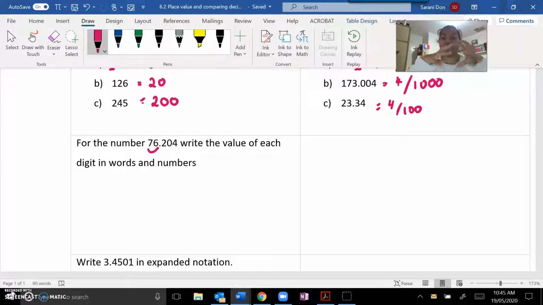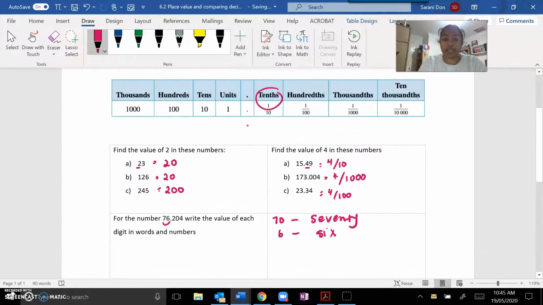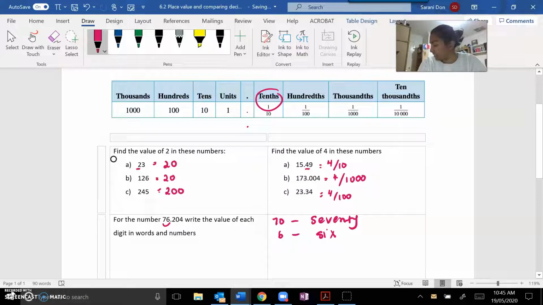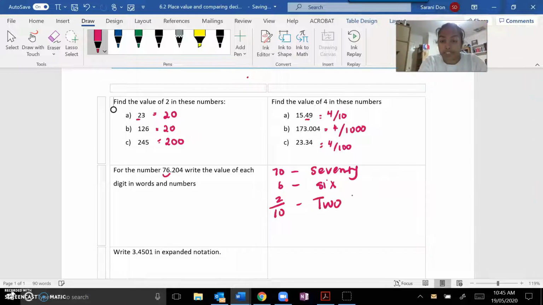Okay, so we've got 76. Let's look at the whole numbers first. So we've got 70, so I'm going to write it like this. So what they're asking you to do is write it one by one. We've got the 6 like that. Then we've got the 2 after the decimal. And if we go back to here, if it's after the decimal, it's in the tenths. So how many tenths are there? There's 2 tenths. So I'm going to write as a fraction, and words is 2 tenths.